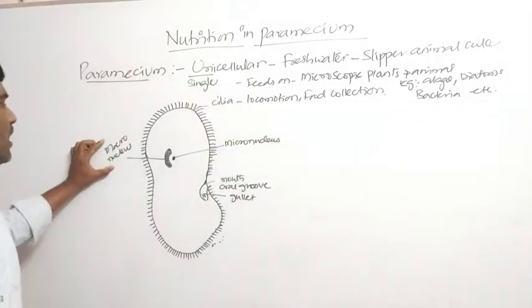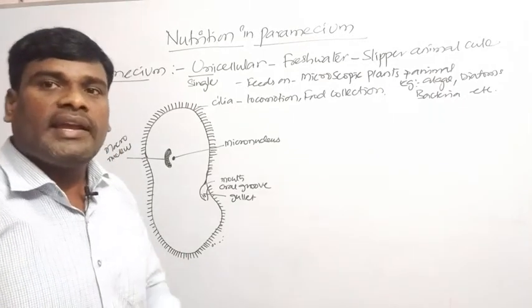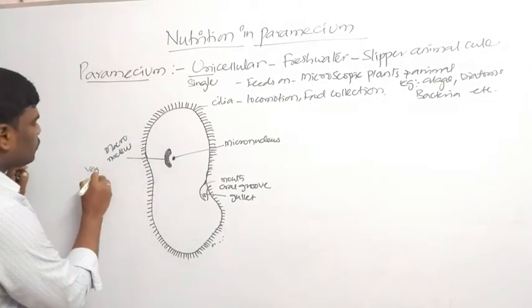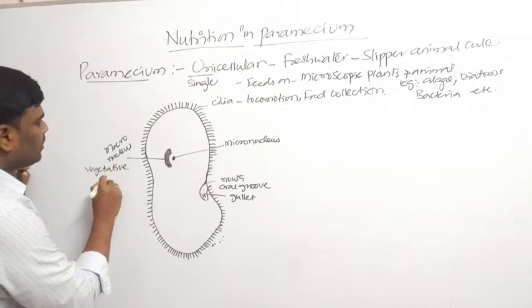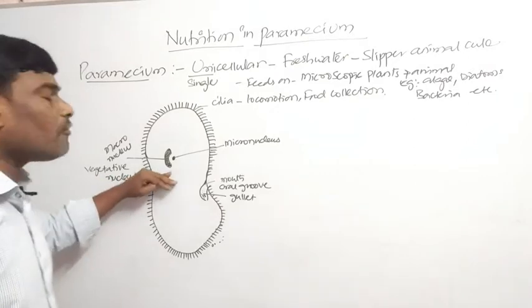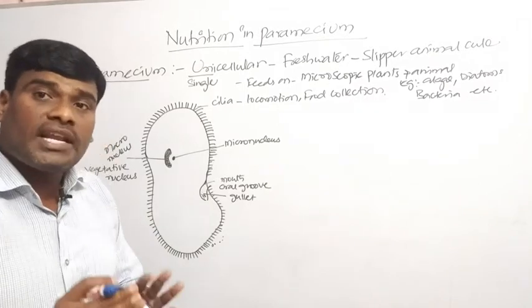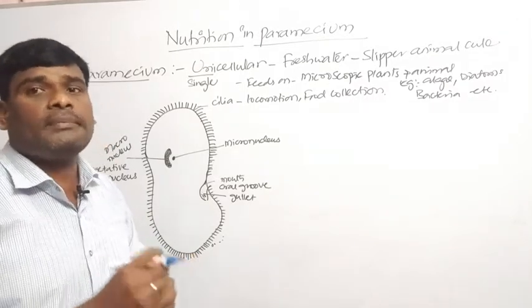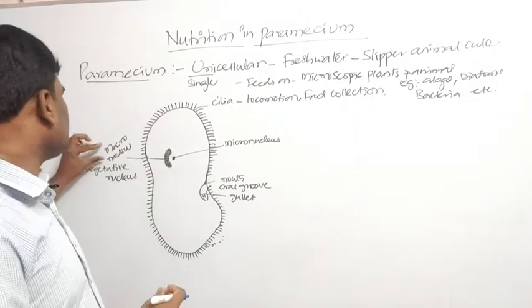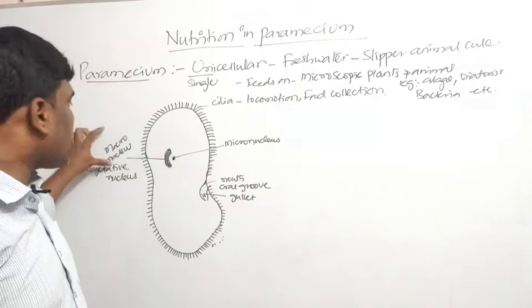The macronucleus is useful for the vegetative functions, children. That's why it is called the vegetative nucleus. So why is it called a vegetative nucleus? Because it performs the vegetative functions. So what are vegetative functions? Except the reproduction process, all the other functions are carried out and controlled by this nucleus. That's why it is called the vegetative nucleus. It is big in size, that's why it is called macronucleus.